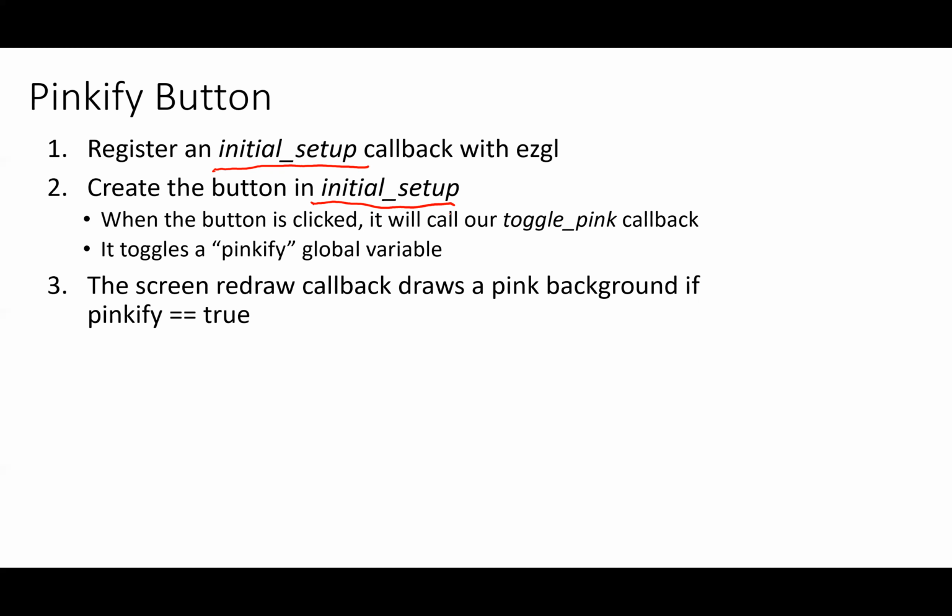Okay, so what I'm going to do is we're going to basically create an initial setup callback to do this extra setup when the window is first opened. In that initial setup, we're going to create this button. And we're going to tell it that when the button is clicked, it should call a different callback called toggle pink. And that toggle pink is going to change some state. And we're going to have our screen redraw function look at that state to affect how it draws. Okay, so it sounds like a lot of work, but it's not that bad.